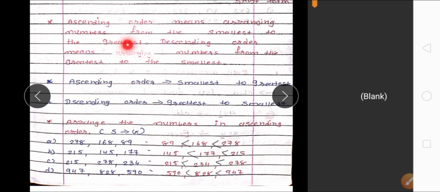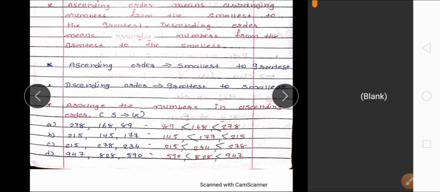Next, ascending order means arranging numbers from the smallest to the greatest. Descending order means arranging numbers from the greatest to the smallest. Ascending order, smallest to greatest. Descending order, greatest to smallest. Arrange the numbers in ascending order, smallest to greatest. Now first set: 278, 168, 89.